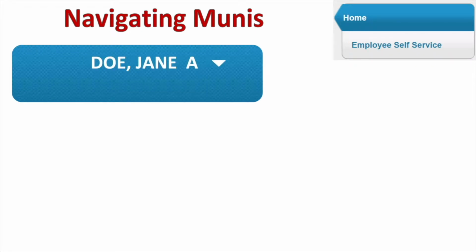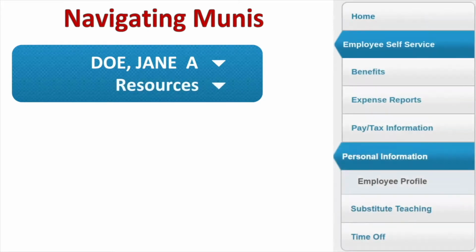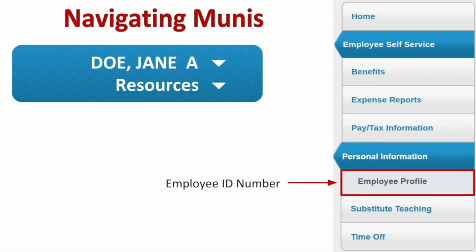To access the services in Munis, you'll need to click on the Employee Self-Service link on the right. Once you've done this, a few things happen. First, you have additional options to choose from, and there is also a resources drop-down arrow underneath your name. We highly recommend that you take the time to look at the resources that are available there. To find your employee ID number, click on the Personal Information link, and then click on the Employee Profile link, which follows.